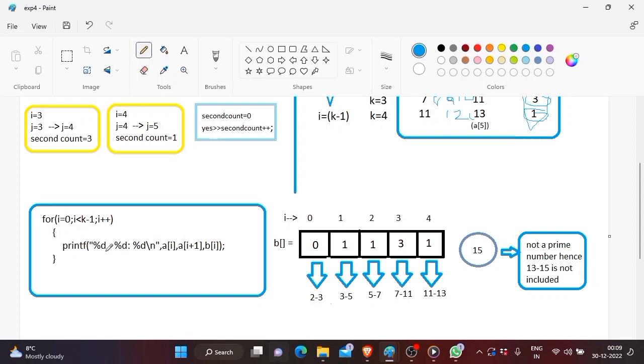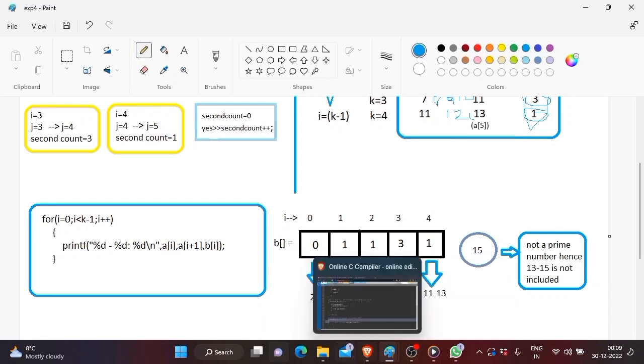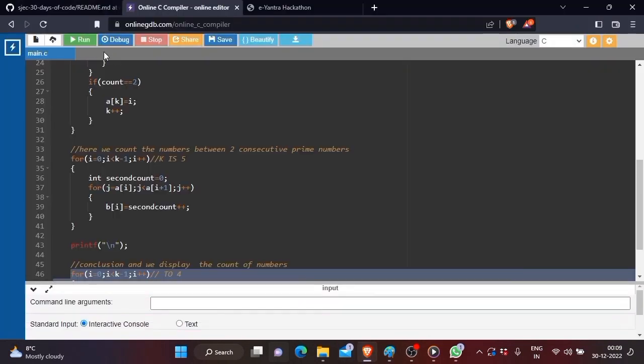As you can see, percent d, percent d, percent d. The first percent d refers to A of i, the second refers to A of i plus 1, whereas the third refers to the array B. So let us run this and find out the answer.